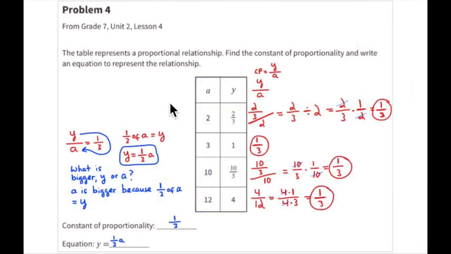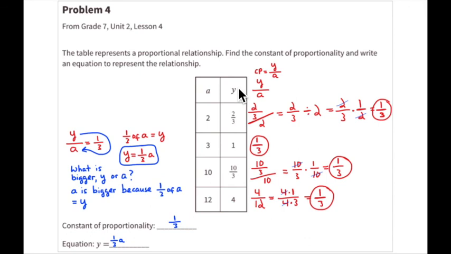Okay, this is problem number 4, and this is from an earlier lesson, lesson 4, from unit 2. This is not asking for the 2 equations. This is just asking for one of the equations if they give you this table. It says it's a proportional relationship. Find the constant of proportionality and write the equation for this relationship. So y is 2/3 when a is 2. So if you're given 2 for a, you're going to end up with 2/3 for y.